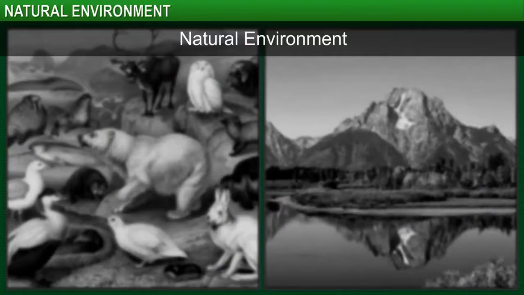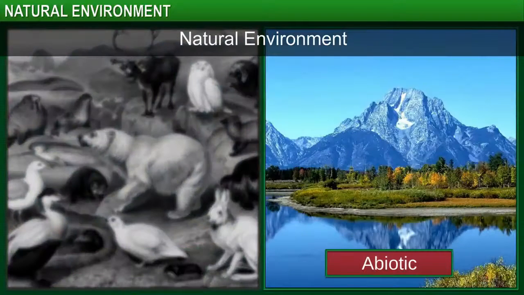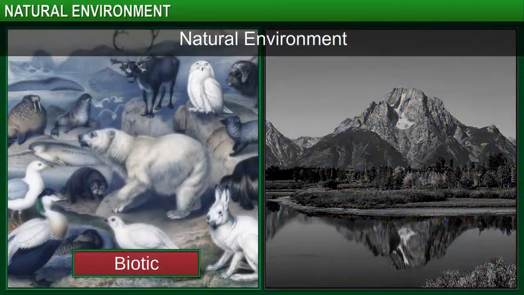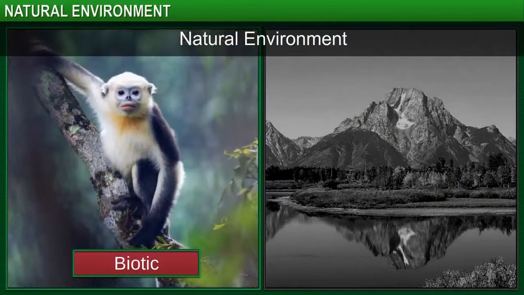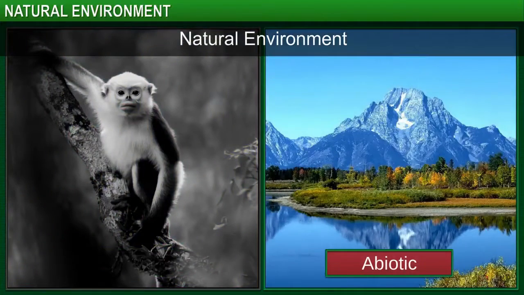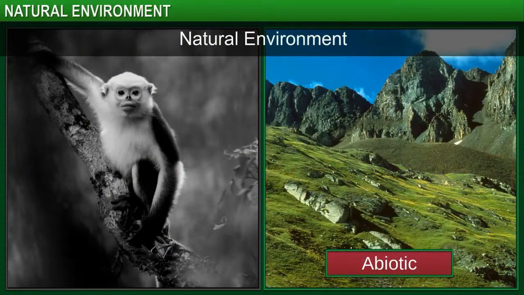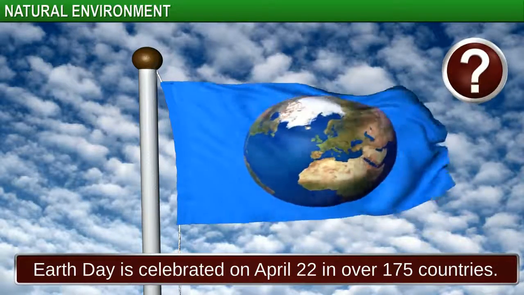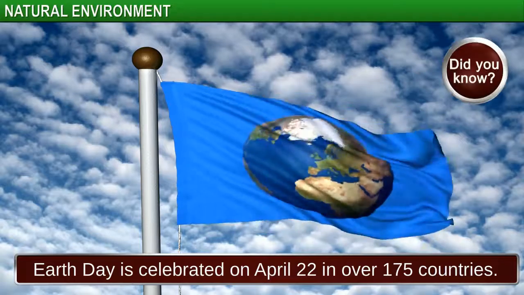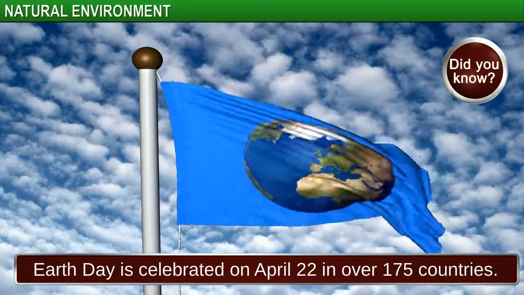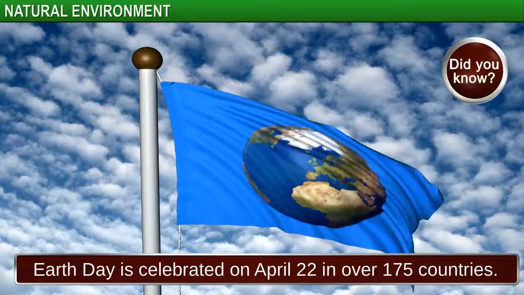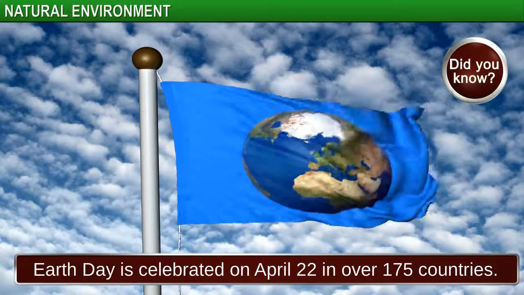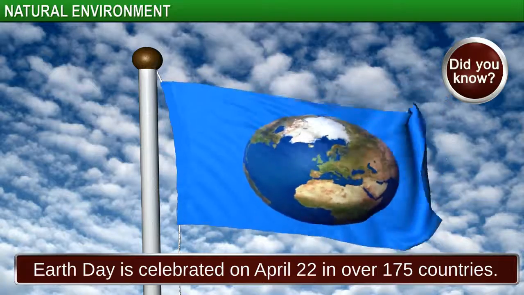Natural environment consists of two types of components: biotic and abiotic. Biotic components refer to living beings such as plants and animals, while abiotic components refer to non-living things. Did you know? Earth Day is an annual event that aims to create awareness and appreciation of the Earth's natural environment. This day is celebrated on April 22nd in over 175 countries.